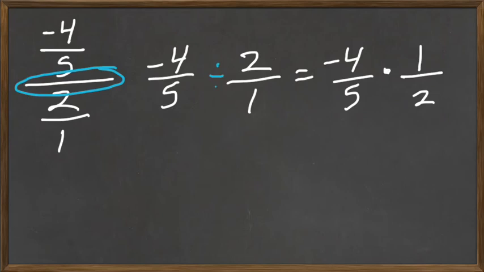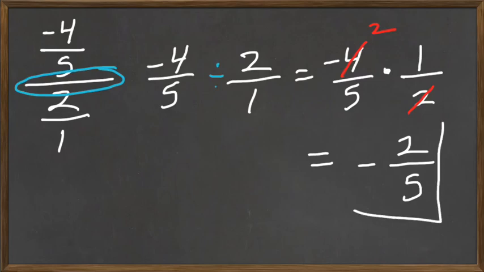Then do some cancellation. Well, 2 goes into 4 twice. And that's all we can do. And we get negative 2 times 1. We get a negative 2. I'm going to write that negative right next to the fraction, and then a 5 on the bottom is all we have. And that's our simplified version of this complex fraction.